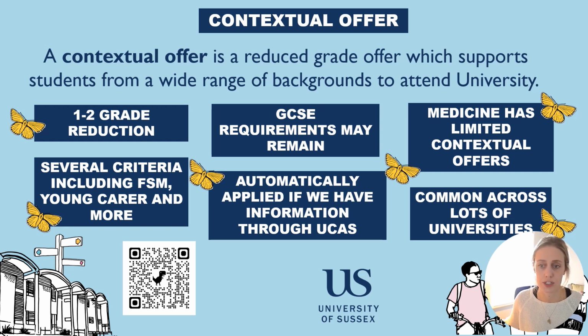Contextual offers are often given to students who meet certain criteria, as I mentioned, and that can include students who live in a postcode facing social challenges, for example, students who have been eligible for free school meals, care experienced young people, students with refugee status or humanitarian protection, as well as young carers. So there's some examples. Contextual offers are commonly offered by universities, so it's always worth looking in to see what your young people are eligible for. And as students are applying through UCAS, if they are eligible, contextual offers are often automatically applied.